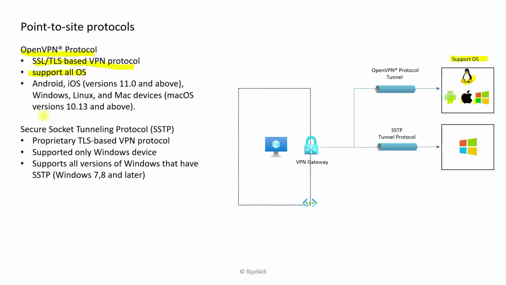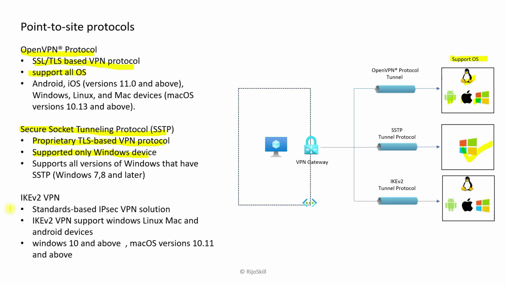Okay. So next you can see Secure Socket Tunneling Protocol. This proprietary TLS based VPN protocol supports only Windows devices. Next is the IKEv2 VPN connection. This is also like OpenVPN; it supports almost all the operating systems: Linux, Windows, Mac, and Android devices. It is supported on Windows 10 and above and on macOS version 10, because some particular software updates are needed. Okay, so now you understand which protocol supports which OS.